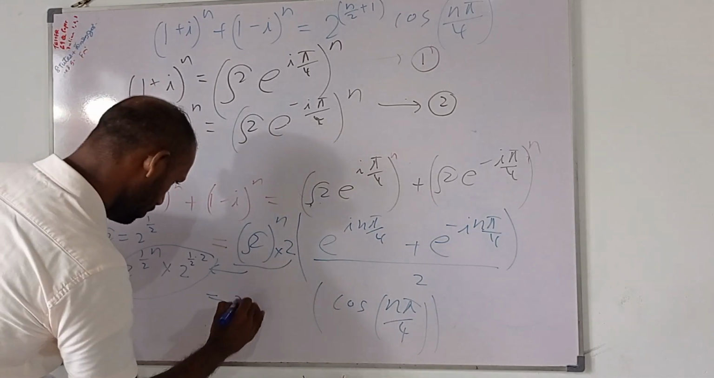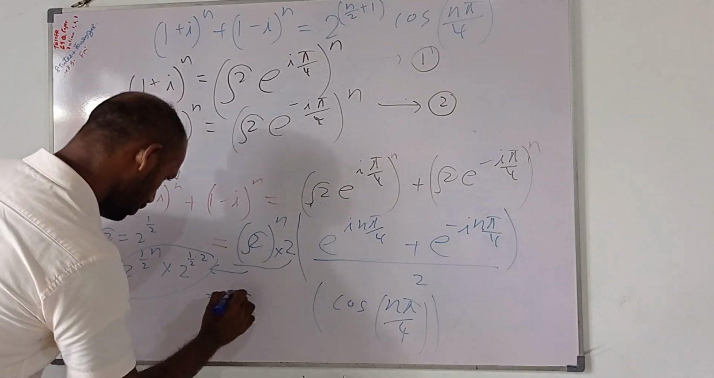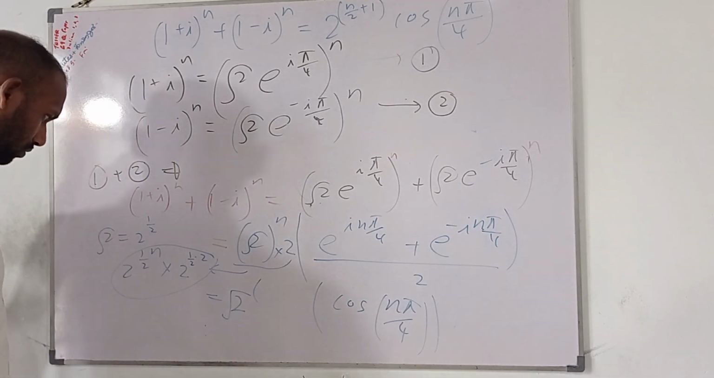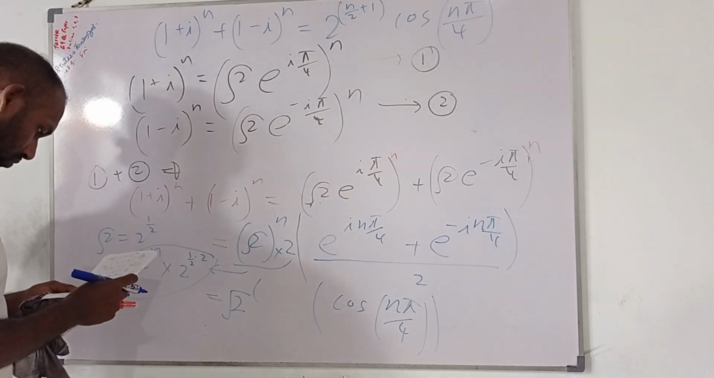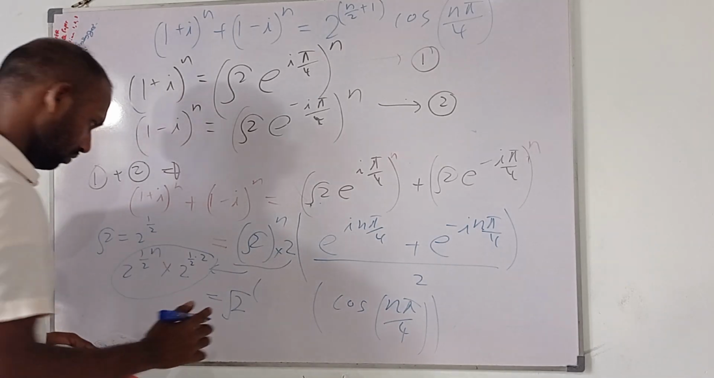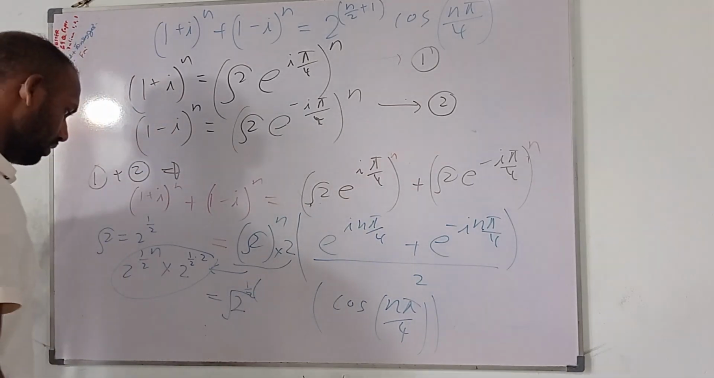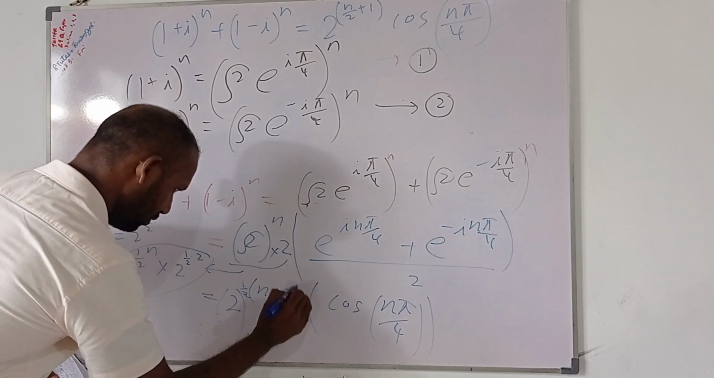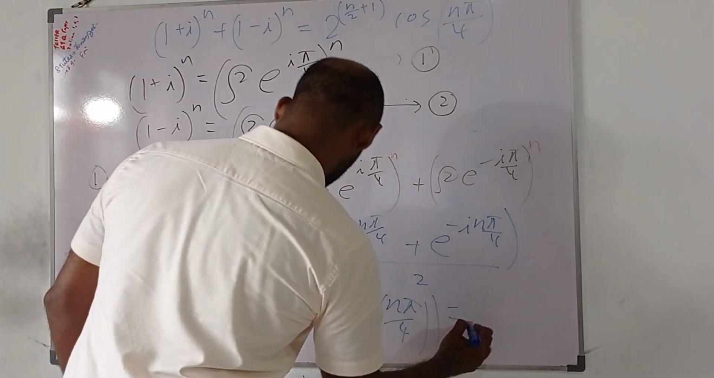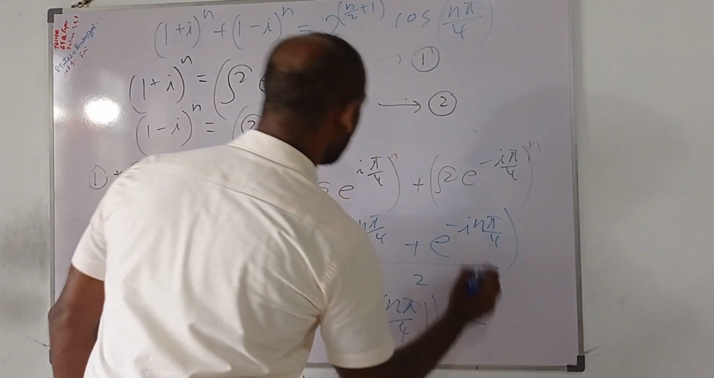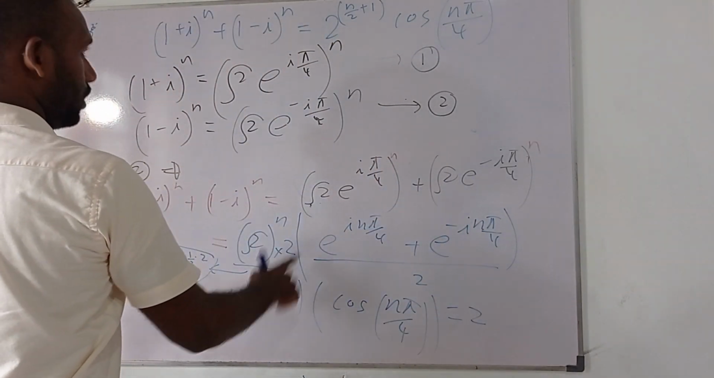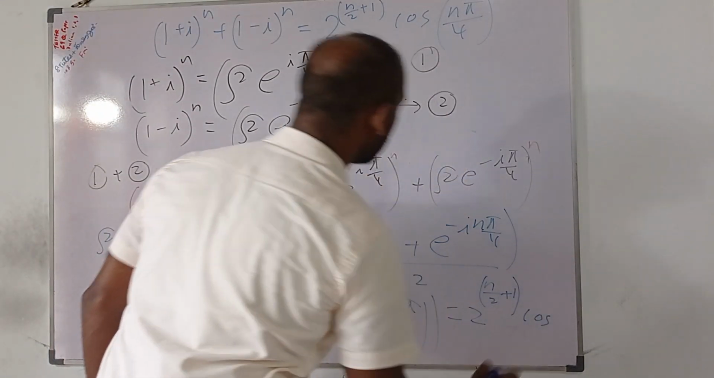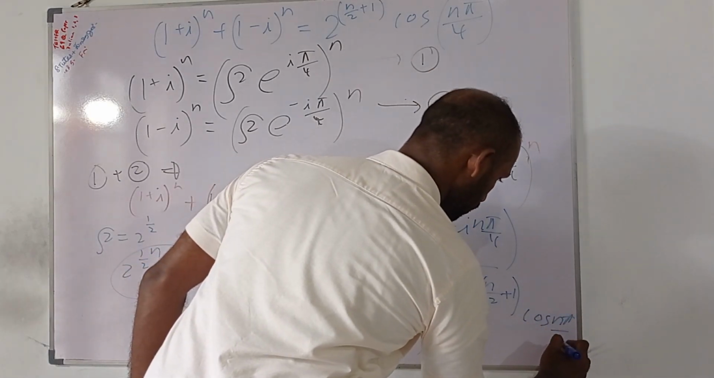So root 2 to the power n. So we get 2 to the power (n by 2 plus 1) times cos n pi over 4.